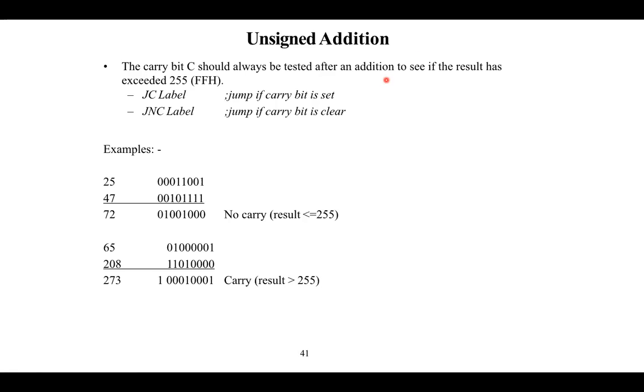The carry bit C should always be tested after an addition to see if the result has a carry beyond 255. Here two numbers are added and there is no carry. Here two numbers are added and a carry is generated. JC label means jump if the carry bit is set. JNC means jump if there is no carry.